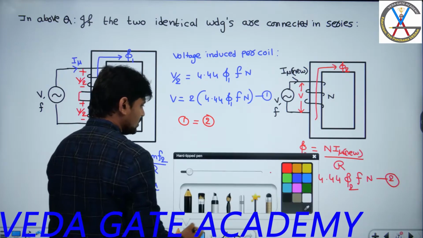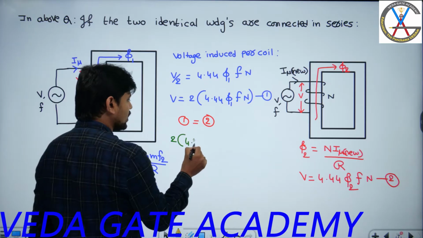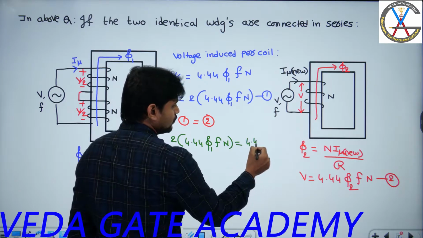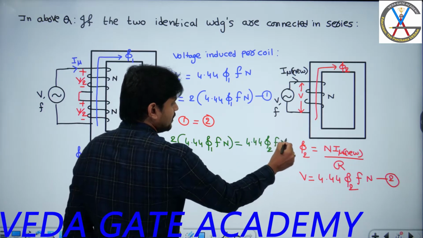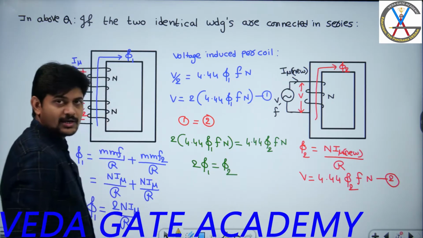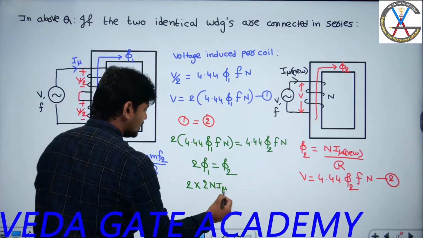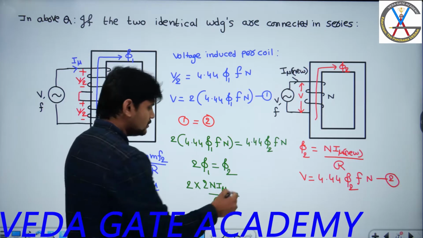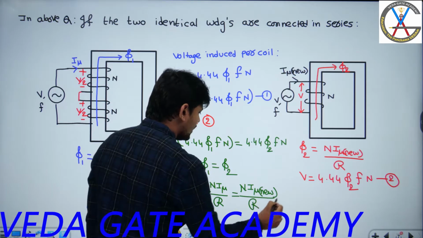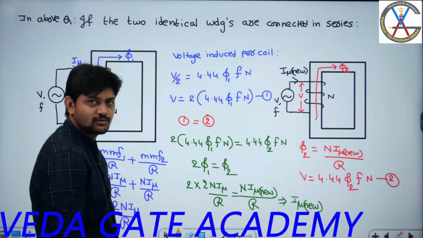If you equate 1 and 2, let me use a different color. So what are you going to get? 2 times 4.44 phi 1 into F into N is equal to 4.44 phi 2 F into N. So from here, 2 times phi 1 is equal to phi 2. What is the value of 2 times phi 1? 2 into phi 1 is 2 N I mu divided by reluctance, which is equal to phi 2, which is N into I mu new divided by reluctance. So from here I get the final conclusion: the new magnetizing current will be equal to how many times the original value?